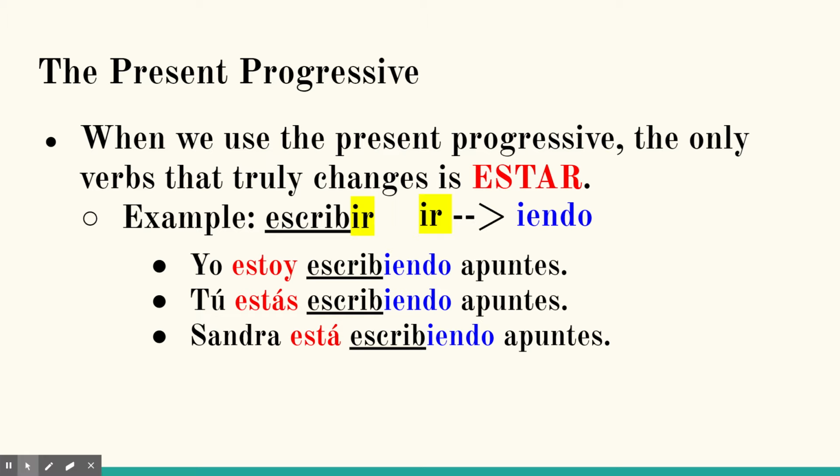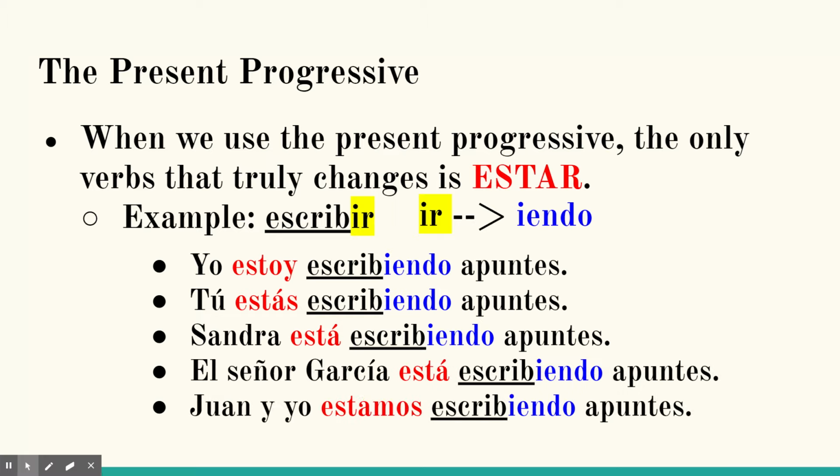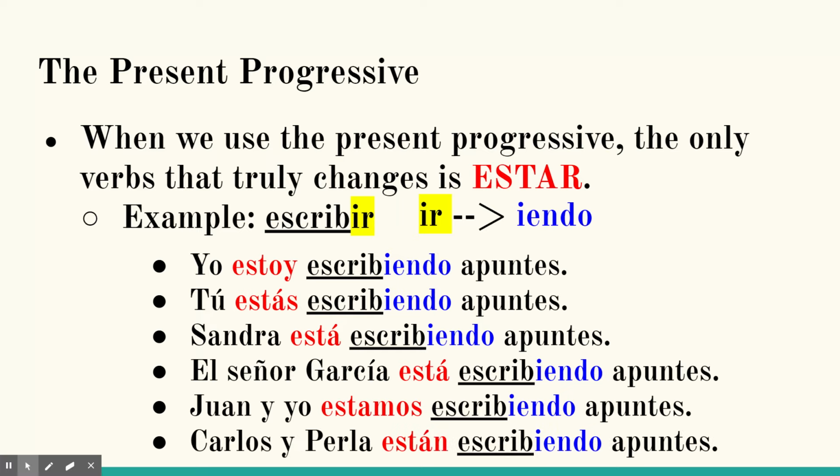Sandra está escribiendo apuntes. Señor García está escribiendo apuntes. Juan y yo estamos escribiendo apuntes. And finally, Carlos y Perla están escribiendo apuntes. Once again, notice how we're keeping the stem of the verb, and all we're doing is adding the ando or the iendo to it after we use the conjugation of estar. One more time, make sure you guys write down all of these examples on your notes.